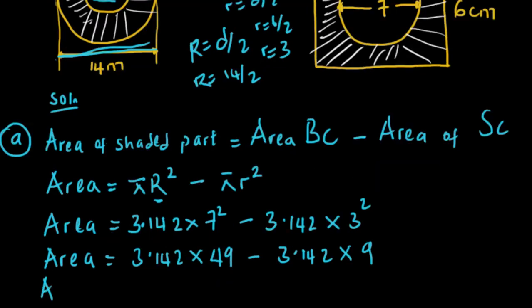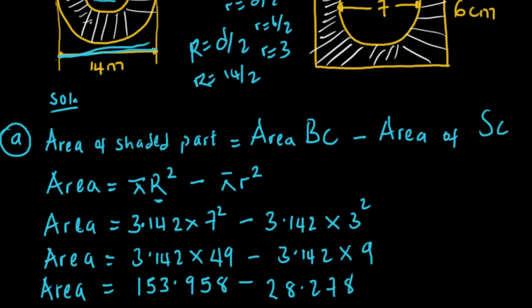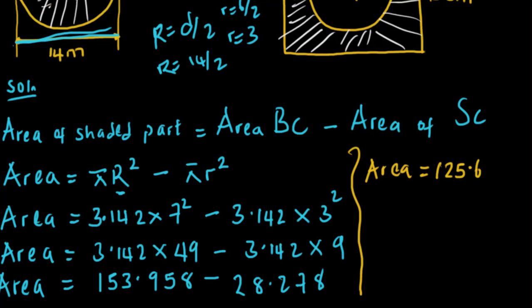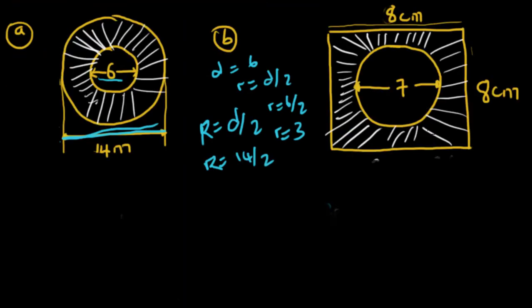So it means area equals to 3.142 times 49 is 153.958, minus 3.142 times 9 is 28.278. Does this make sense? So if I solve the remaining somewhere here, I will have area equals to 153.958 minus 28.278 is 125.68 meter square, and this is our answer. I hope you understand. Now let's take the second question.